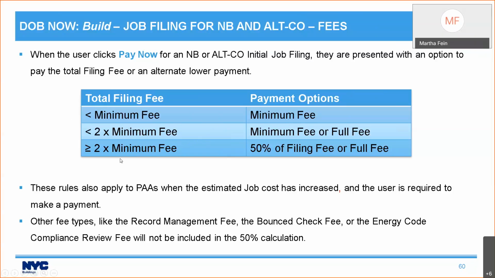However, if your total filing fee is greater than or equal to twice the minimum fee, your option is you can pay 50% of the filing fee or you can pay the full fee. These rules also apply to PAAs when the estimated job cost has increased and you're required to make a payment.